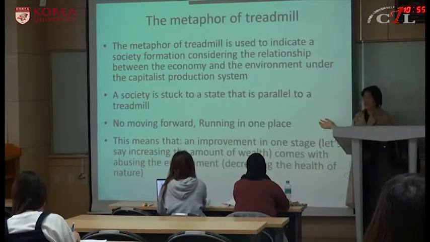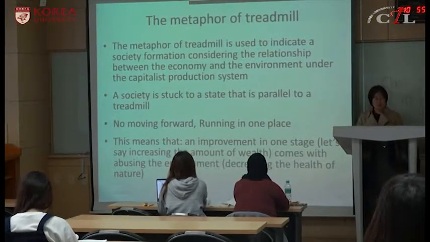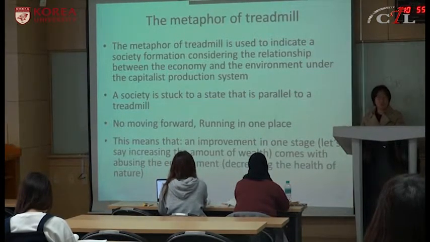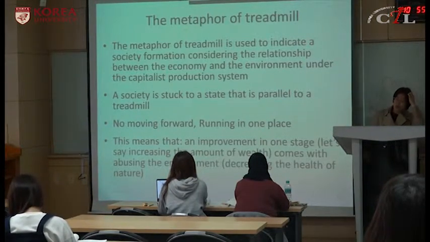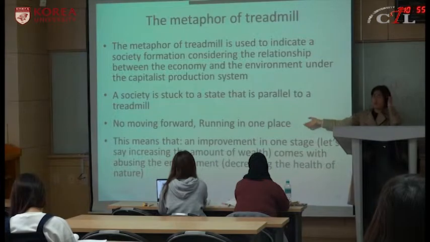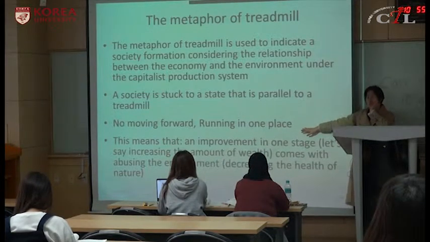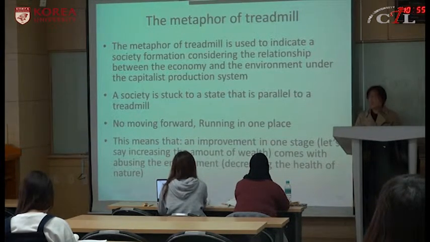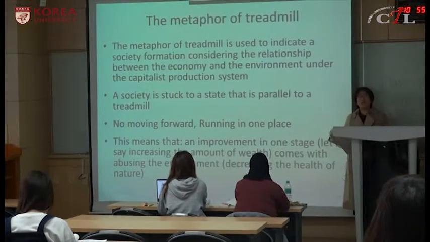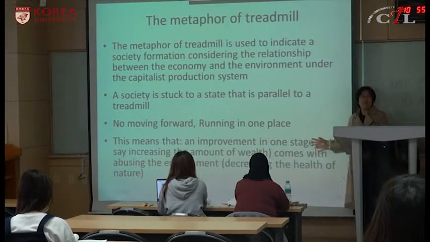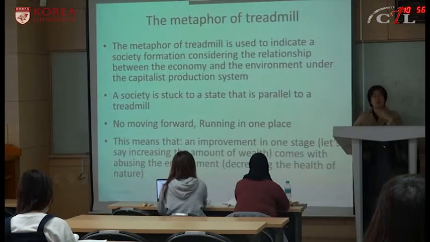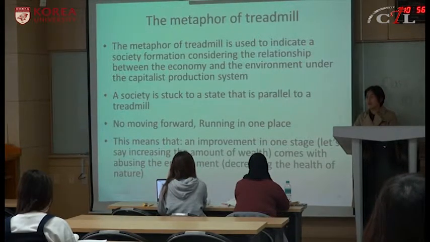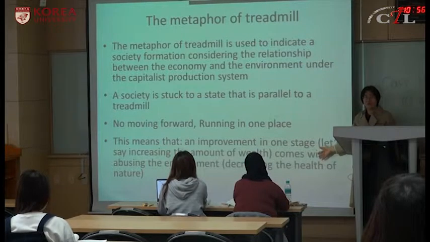So Allan Schnaiberg considered that under the capitalist production system, in terms of the relationship between the economy and the nature, between the economy and the environment, society works like a treadmill, which means you can earn money, but that comes with a negative thing in the environment. That's why society does not come forward. Society all the time is running in one place. Does that make sense? Okay.